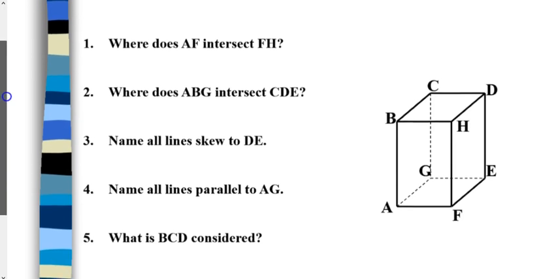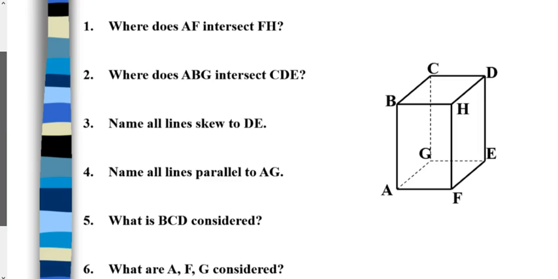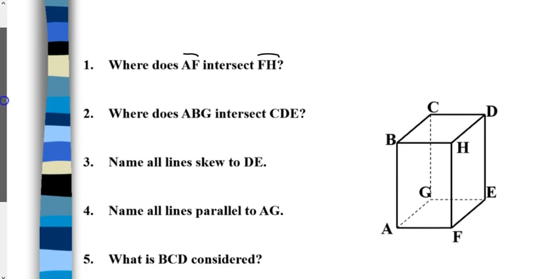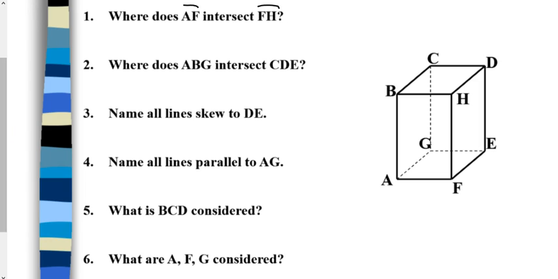Real quick review here. On this drawing, where does AF and FH intersect? Well, there's two ways to do this. First off, two line segments or lines will always meet at a point. So you can physically look at the drawing and find AF and find FH and see where they intersect. But a shortcut is look at the two line segments. They both have an F in them, which means point F.